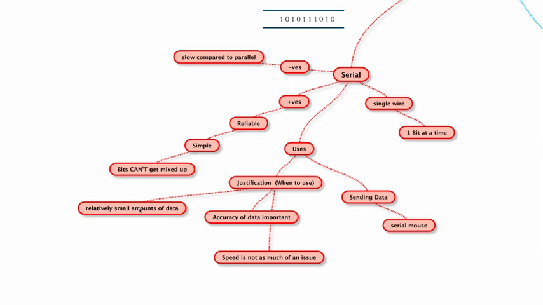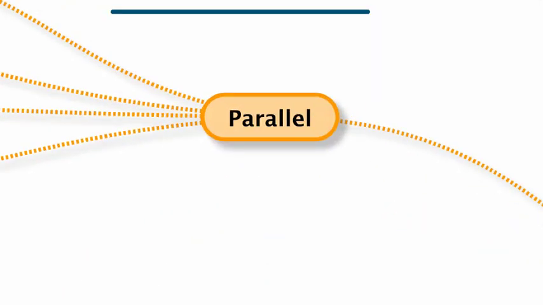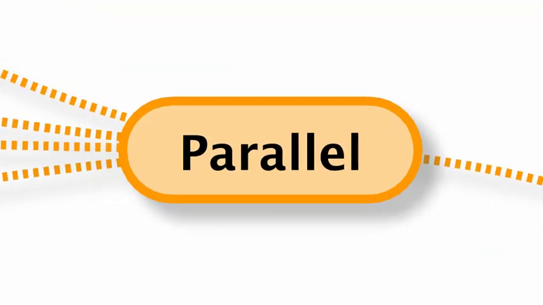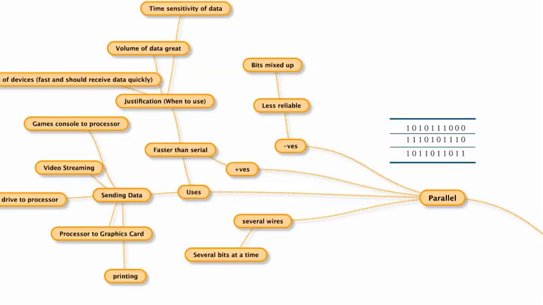Okay? The positives are it's reliable, it's simple, and the bits can't get mixed up because they're only going down one at a time, so you couldn't have one of these bits jumping ahead of another one. The negative of it, though, is obviously because we're only sending one bit at a time, it is slow compared to parallel.